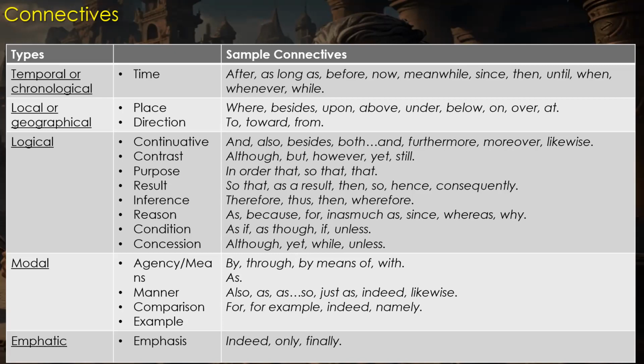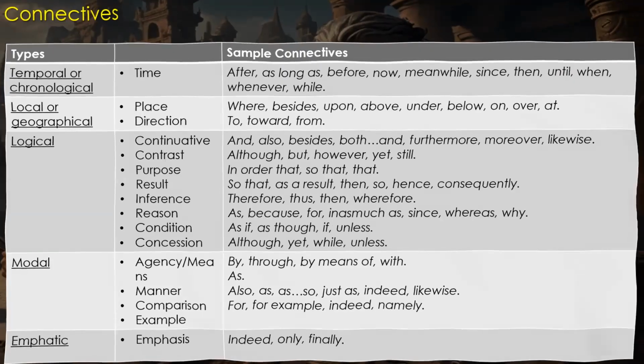Oftentimes, emphatic types of connectives are important, and they're difficult to see sometimes in English. They're much easier to discern in the original languages. But sometimes you'll see something like indeed, or only, or finally. Those are there to give emphasis to a particular passage. Okay, so I kind of felt like that's a good summary of interpreting prose.